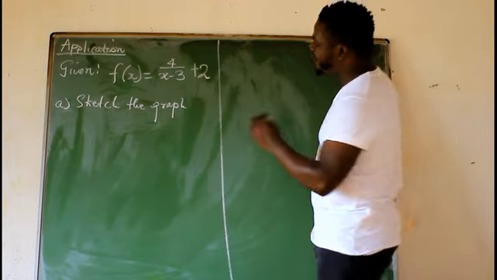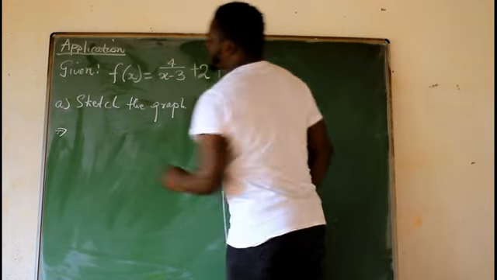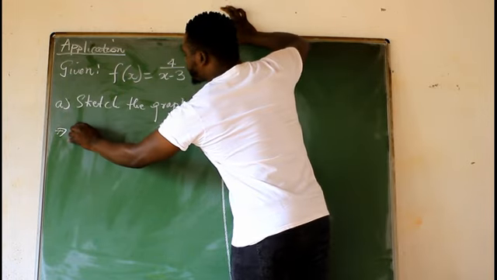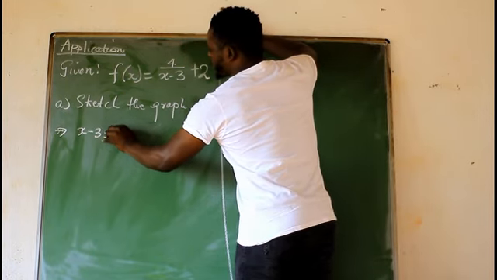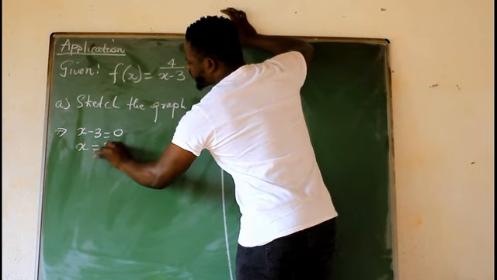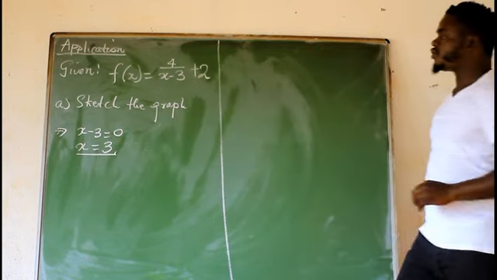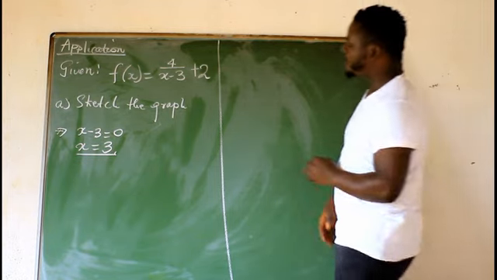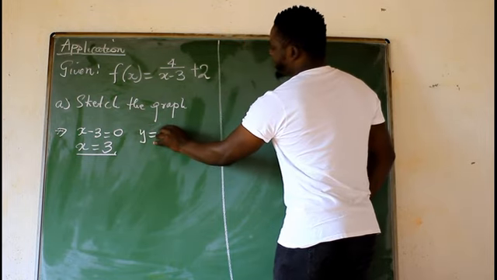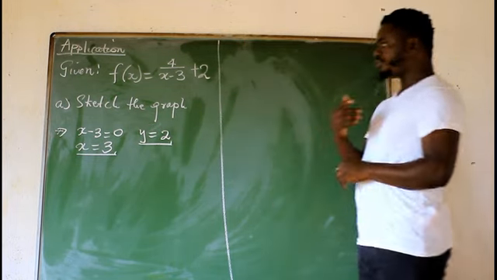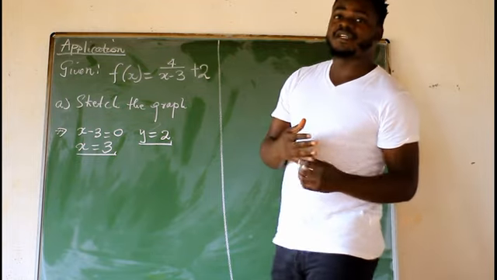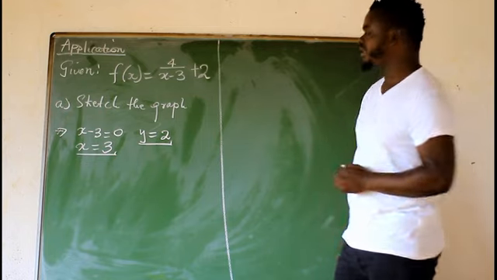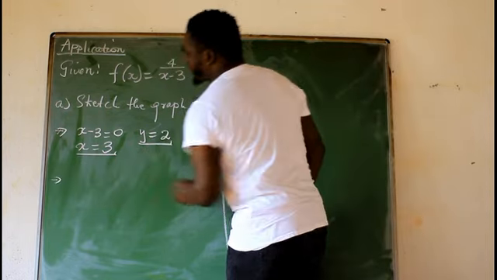The first thing you have to start with is to identify the asymptotes of the function. For the asymptote, you have x minus 3 equal to 0, then x equals 3. You need to have the equations of the asymptotes. For the horizontal one, we just take y equal to 2. Another thing you need whenever you sketch the graph is the x and the y intercept. How do we find the x and the y intercept?